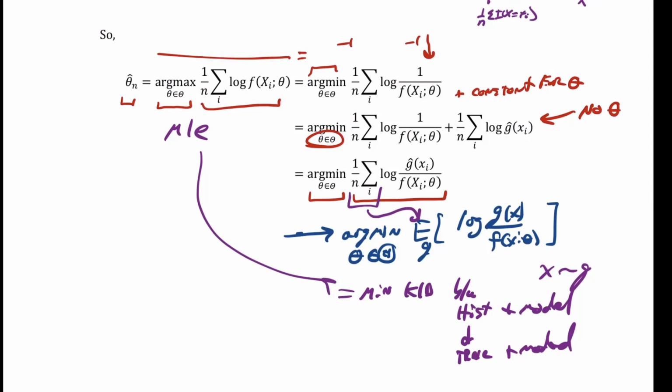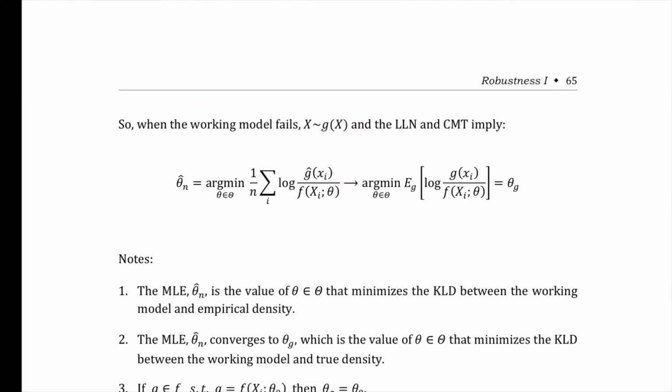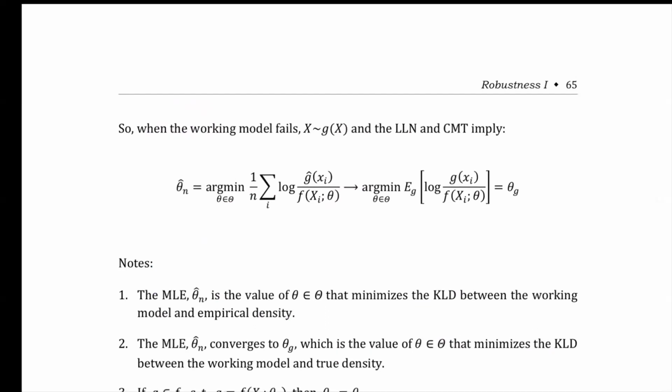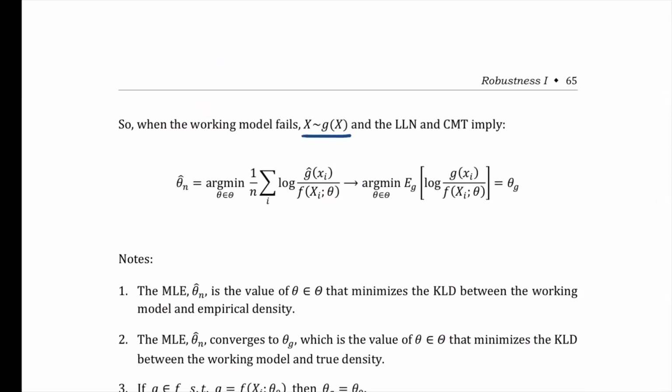Okay, so let's take a look at the next page. Let's see if I want to draw a picture here. I'll draw the picture over on this side. So when the working model fails, we need some limit theorems to apply. And this is exactly what I wrote on the other page, that the MLE converges to the thing that minimizes the Kullback-Leibler divergence. And I'm just going to define that to be theta g.